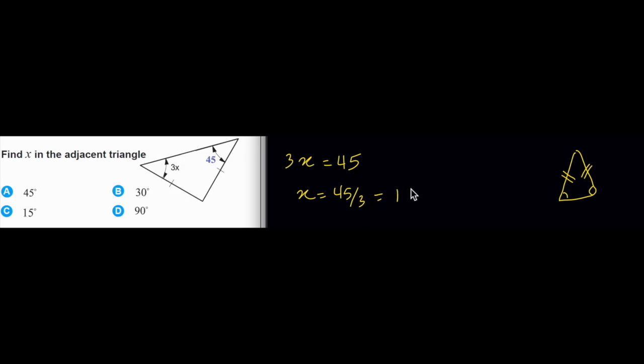Find x in the adjacent triangle. We have this angle 3x and this one is 45, and we have an isosceles triangle. As you know, if you have an isosceles triangle like this triangle, two sides are equal and the two base angles are equal. So in this triangle we have two sides are equal, so 45 equals 3x. So we have 3x equals 45, divided both sides by 3, so x equals 15. So the answer is C.